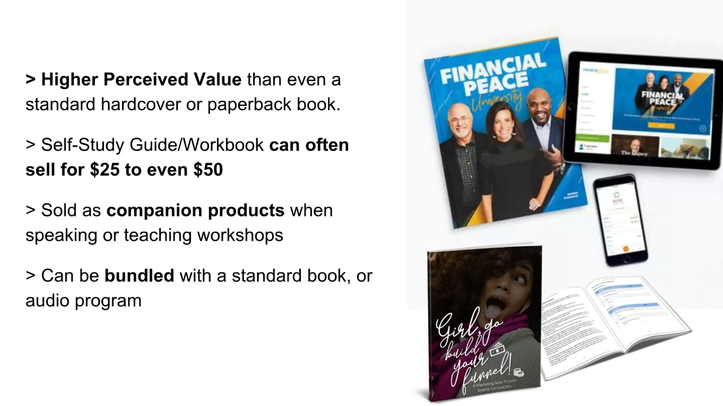The example that I have on the slide is from Dave Ramsey's Financial Peace University. As you might know, some of you might have enrolled in it, it comes with a self-study guide when you enroll in the course. So it becomes a companion product. He actually mails this out to you, but he also gives you the digital version as well.